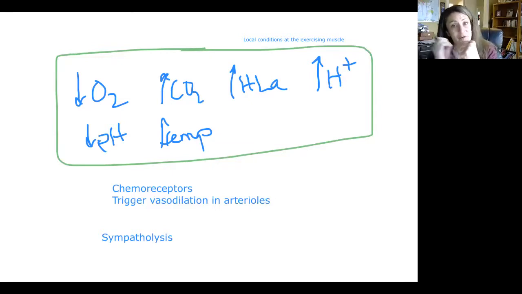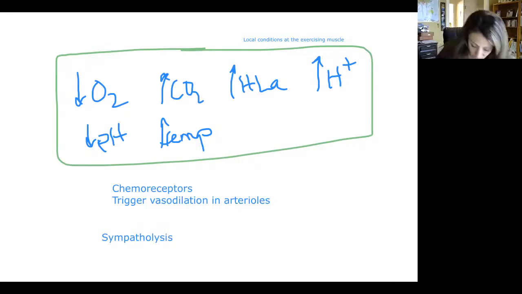Okay, the chemoreceptors have to win that battle. The intrinsic control has to win that battle so we can bring in blood flow to the muscle. Otherwise, we wouldn't be able to increase blood flow to the exercising muscle. We wouldn't be able to exercise. So we have to be able to get vasodilation in the arterioles of the exercising muscle.